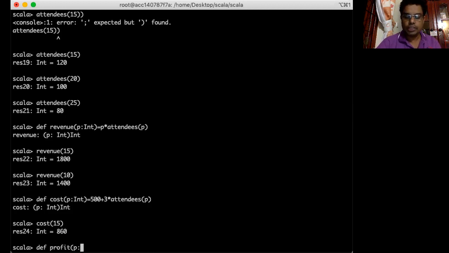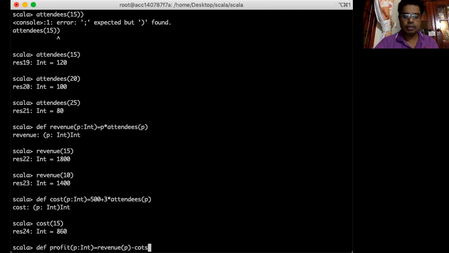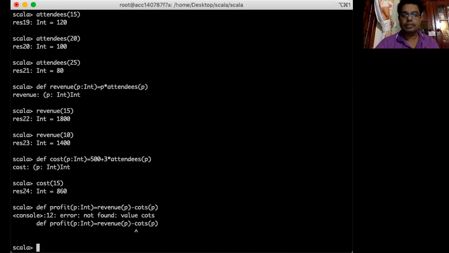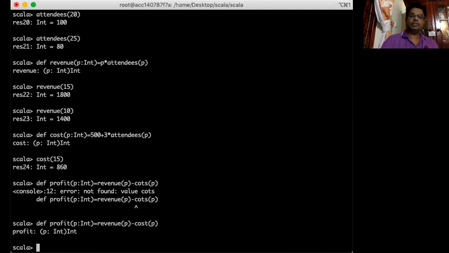So then I want to implement a profit function. The profit function obviously depends on the ticket price. Given the ticket price, I calculate the profit. Profit is equal to revenue for P minus cost for P. So this is my profit function. Then I can directly call the profit function.